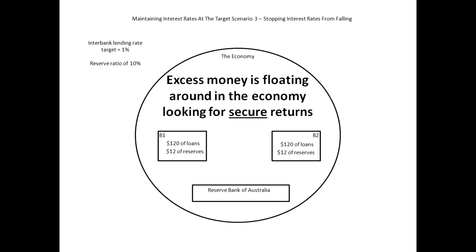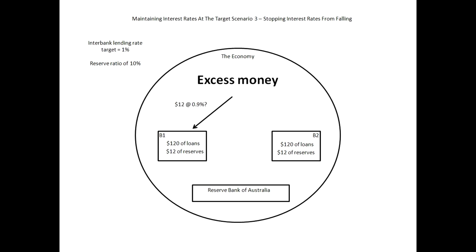So in this next scenario now, we're going to look at how to stop the interest rates from falling. What happens in this scenario is you've got an excess amount of money that's floating around in the economy and it's looking to be stored in a nice secure place. So the excess money is always looking for a return, and this money counts as reserves. So the excess money says to the banks, say to Bank 1 in this case, oh, well, we'll give you $12 and we'll charge you 0.9% interest for that. That's better than the 0% we're currently getting.